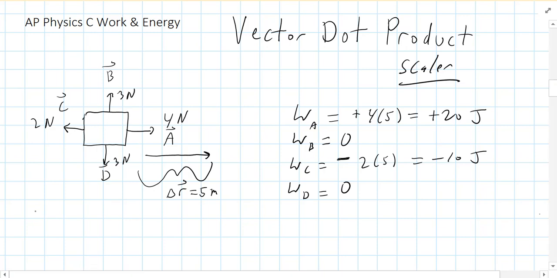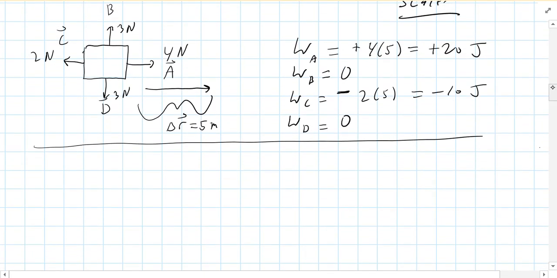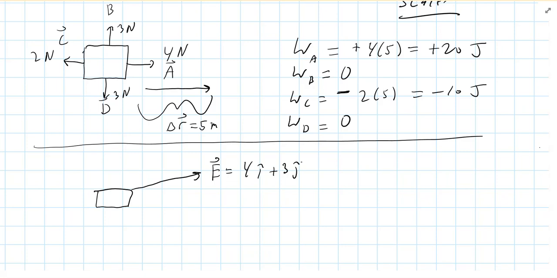Okay. Now, in my second example, we're going to make this look a little more complicated, but not really. Let's say I give you a vector that looks like this. Okay. And I'll call that vector, I don't know, E. Okay. And vector E is 4i hat plus 3j hat. Now, you may notice something. If you look at the previous example, that's a combination of vectors A and B, right? Okay, so that's vector E on this page.